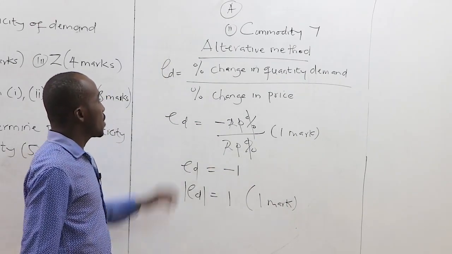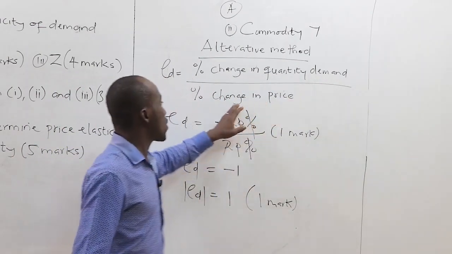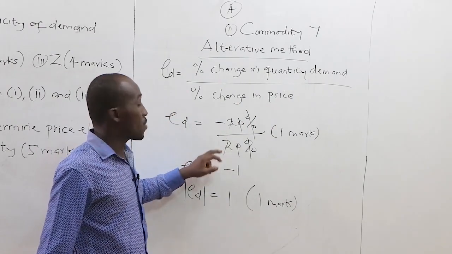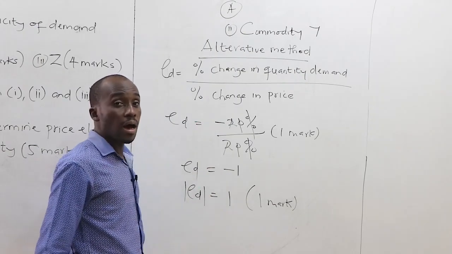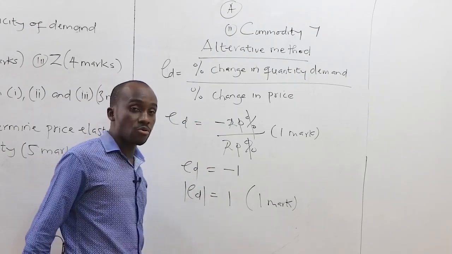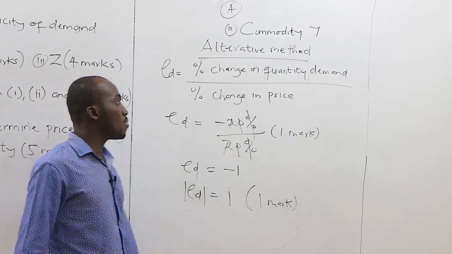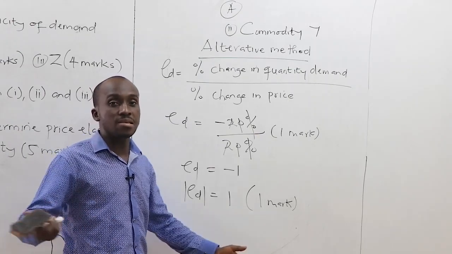So let's see what we have here. The alternative approach is that you find the percentage change in quantity demanded and the percentage change in price. We saw that the percentage change in quantity demanded was negative 20, and the percentage change in price was 20%. So if you put it and divide, you're going to get negative 1. If you find the absolute value, you're going to get 1. So 1 mark for that, 1 mark for that, and that. So that's 4 marks. Whether you use the first approach or the second approach, you get the same answer.